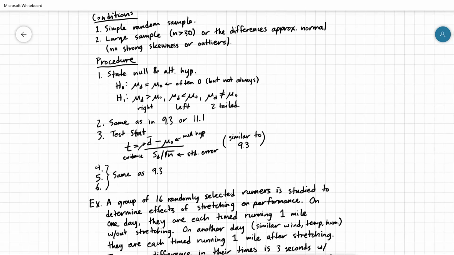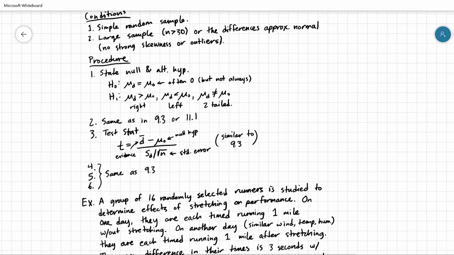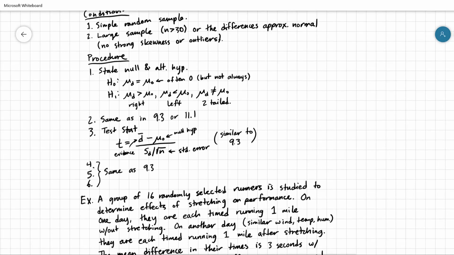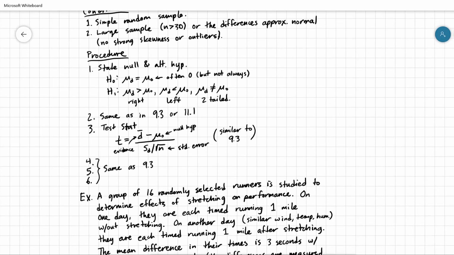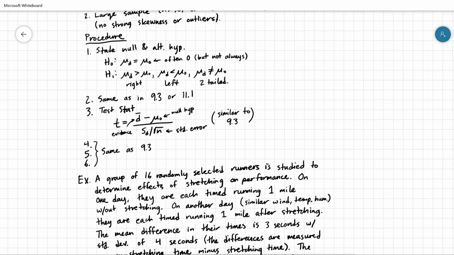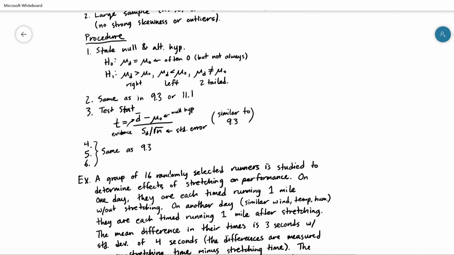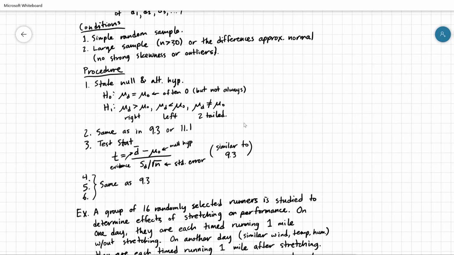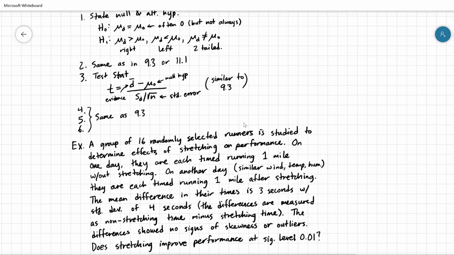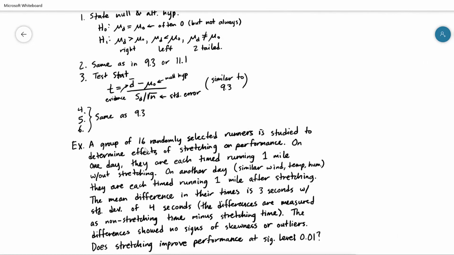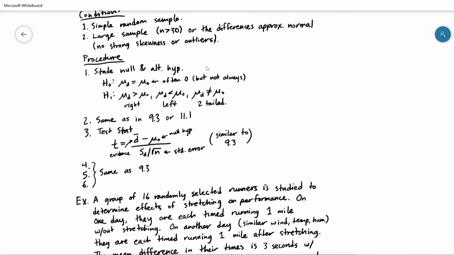So a couple of things. Do we meet all the conditions that are required to run a hypothesis test on this? Well, first and foremost, do we have a simple random sample? Yes, we selected the runners randomly, so we're in good shape there. The second one is, do we have a large sample size? And in this case, the answer is no. There's only 16 runners. So we didn't meet the condition of having a large sample. But we did meet this second condition.